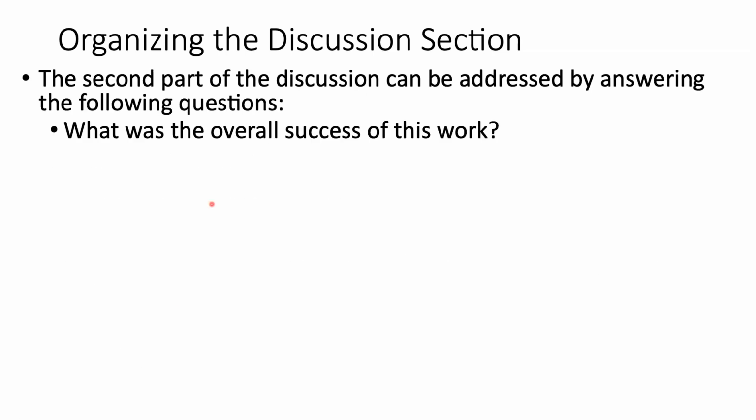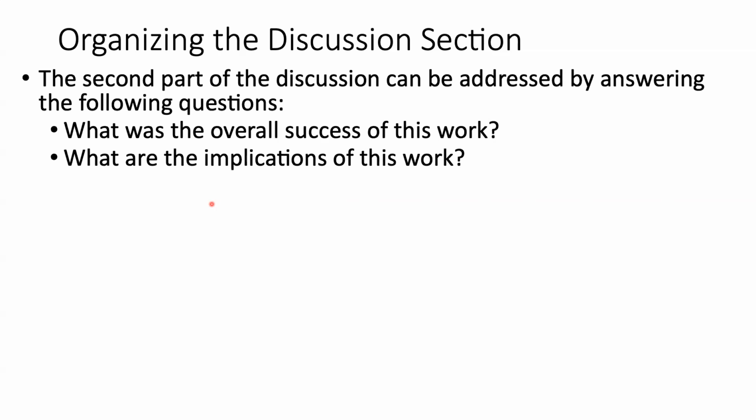Now, when we're talking about this overall discussion, some of the big points you're going to want to consider is, first of all, what was the overall success of my work? Did I have high yields, low yields, good purity, poor purity? This is going to be one of the first questions you should answer. And again, always support with evidence.